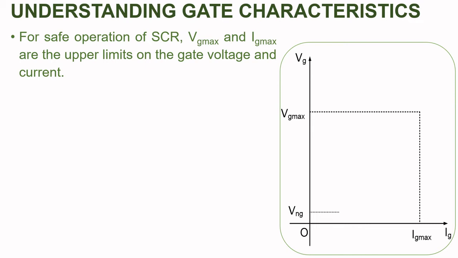Other values are Vg max and Ig max. These values indicate the safety of the gate. These are the maximum voltage and current levels that can be supplied to the gate terminal. For safe operation of the SCR, these values are of utmost importance.